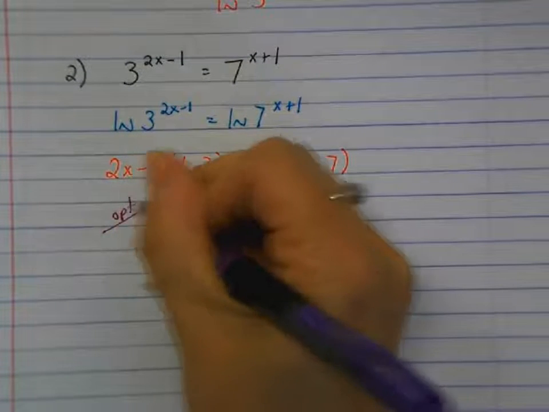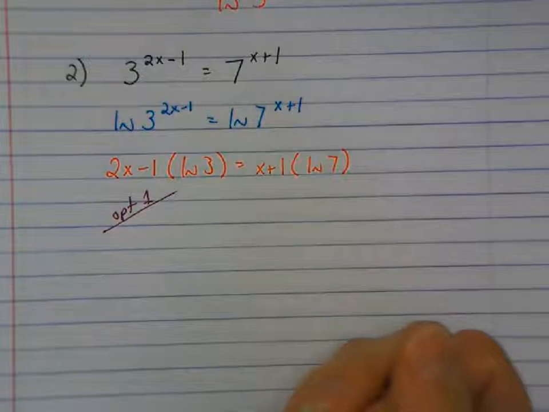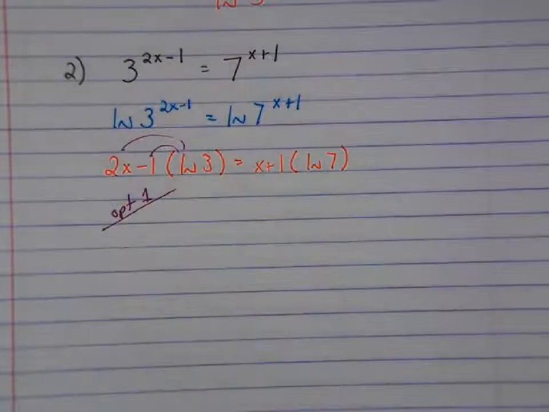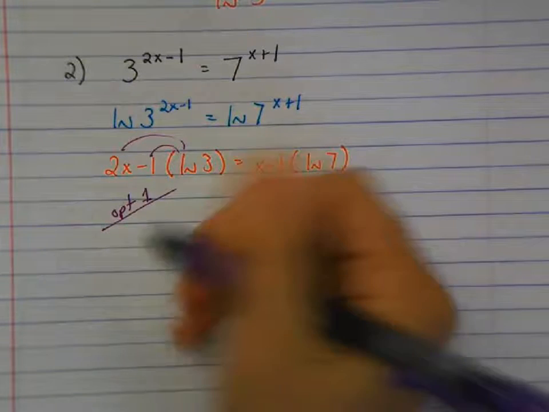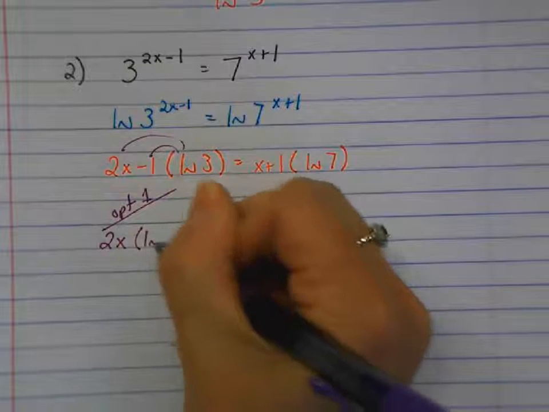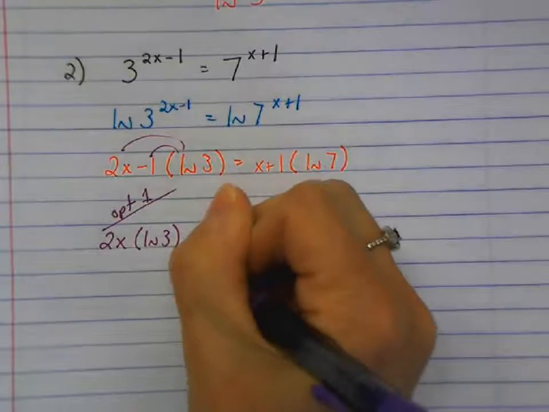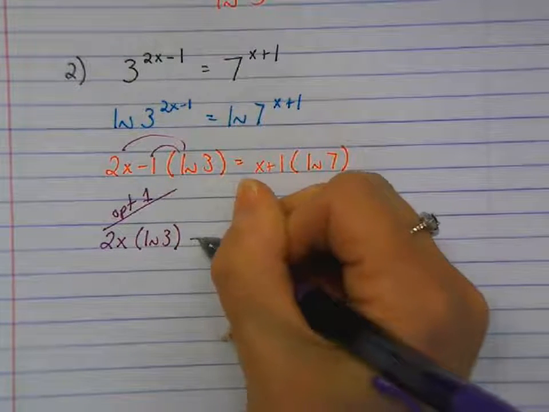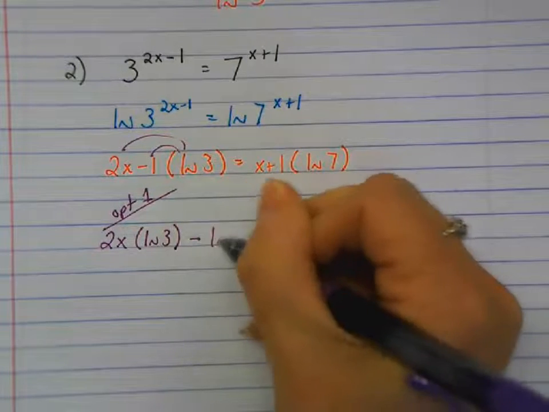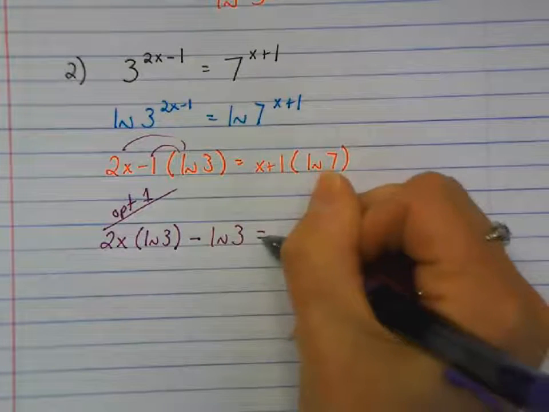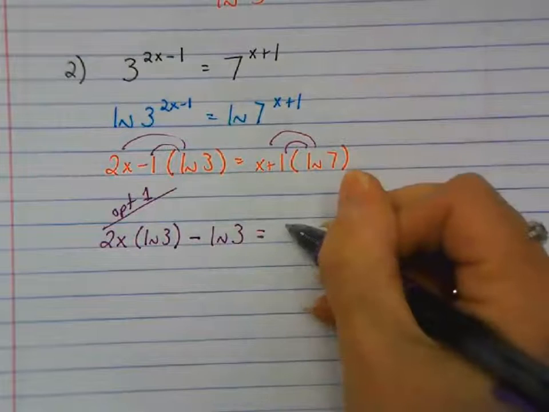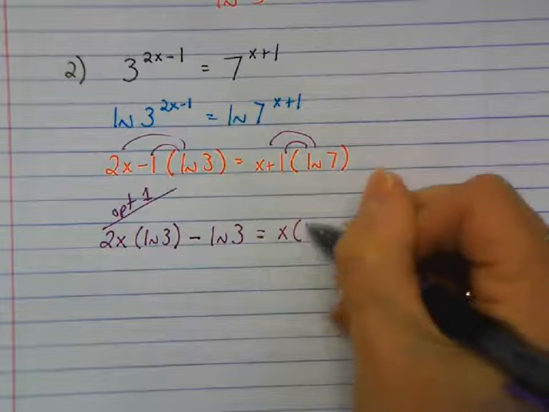So do you agree that I'm going to distribute this to both those terms? So I have 2x natural log of 3 minus natural log of 3 equals, distribute it, and I have x natural log of 7 plus natural log of 7.